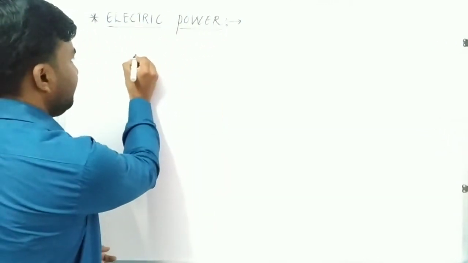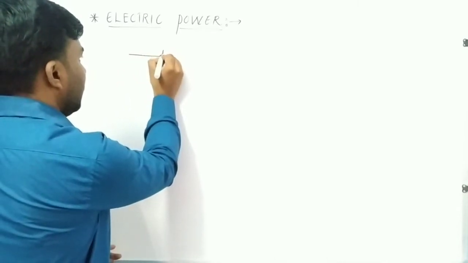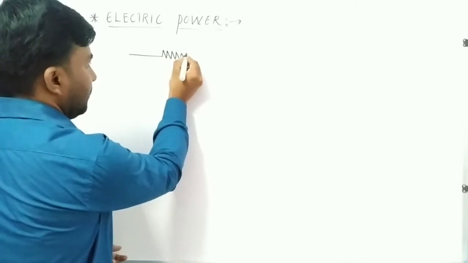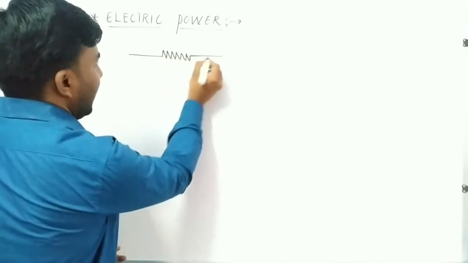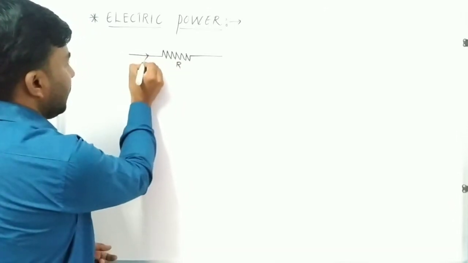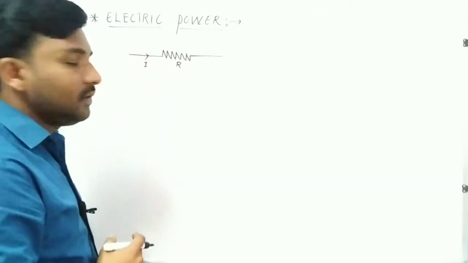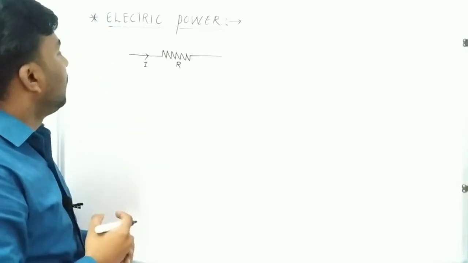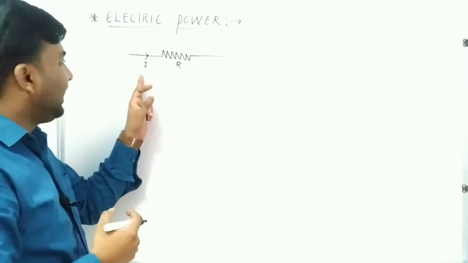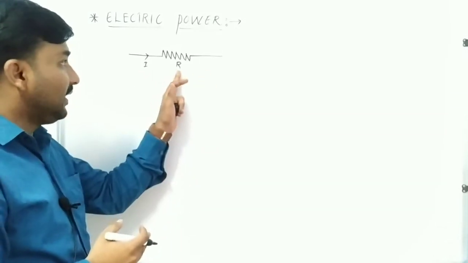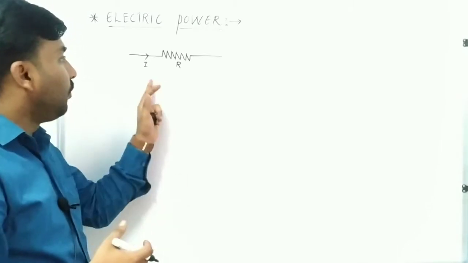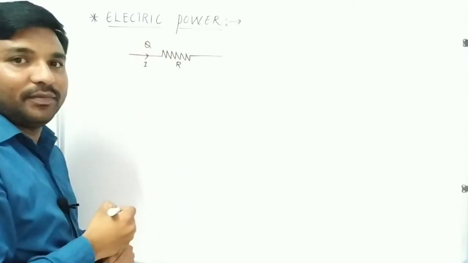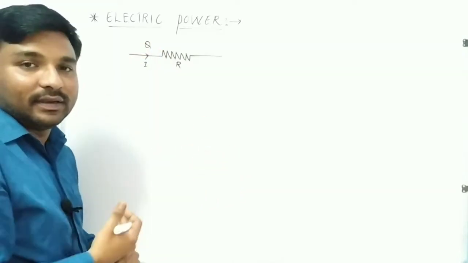Let's suppose that there is a conductor which is having the resistance R and the current I is flowing through it, right? Now when the current is flowing through the conductor, we will say that work is done, right? So here charges are moving in the sense that we will say that work is done.